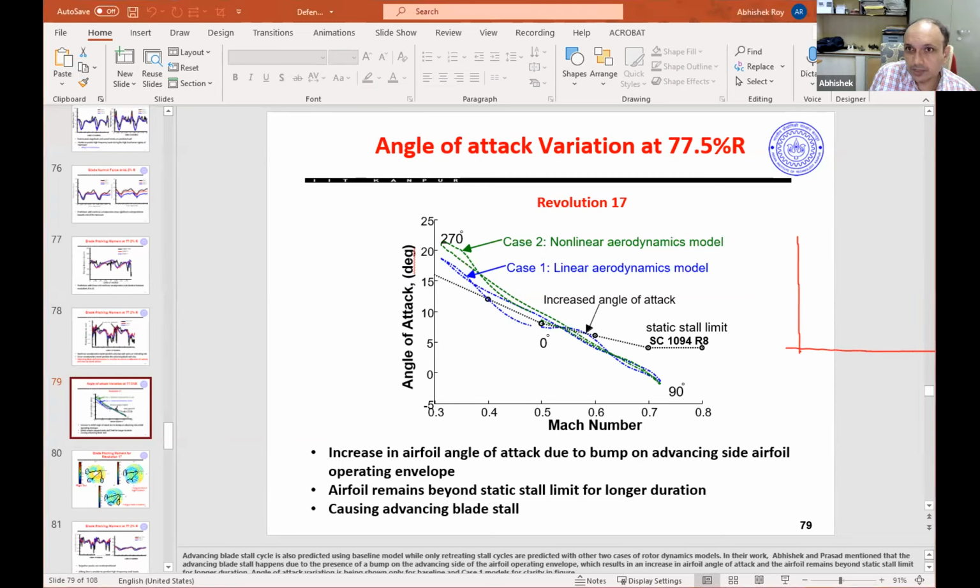Yeah. So are you still able to see the diagram I've drawn? Sir, only the X and Y axis. Right. That's all I've drawn. Yes. Okay.